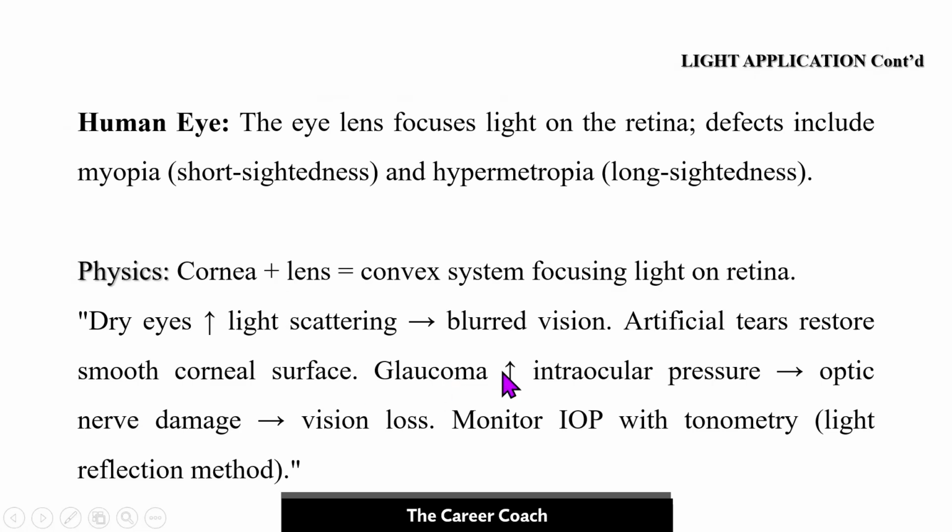Glaucoma will lead to an increase in intraocular pressure, leading to optic nerve damage, which will result in vision loss. So it is very important to monitor intraocular pressure with tonometry or a tonometer. Light reflection method: the tonometer uses the light reflection method to detect IOP.